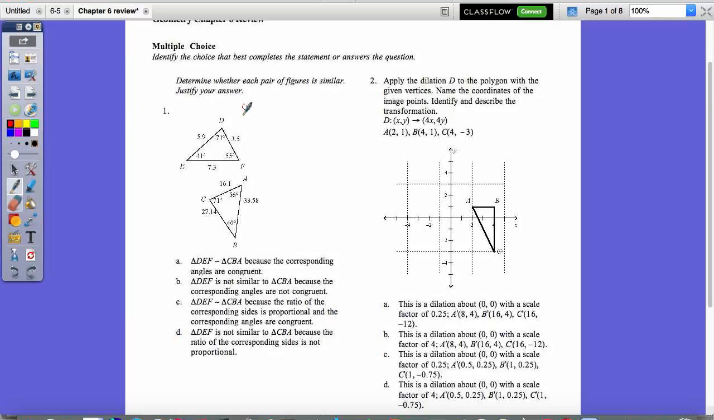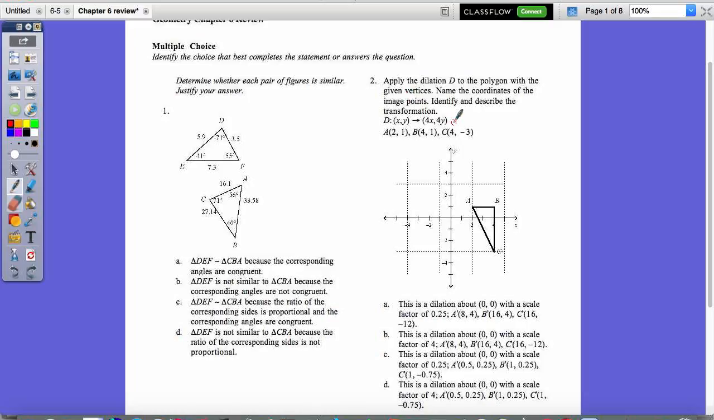I would focus on the angles. I have two angles that are 71 degrees. I have one that's 41 degrees. That means I need an angle in the second triangle that's 41 degrees. Since I do not have it, DEF and CBA are not similar because the corresponding angles are not congruent.